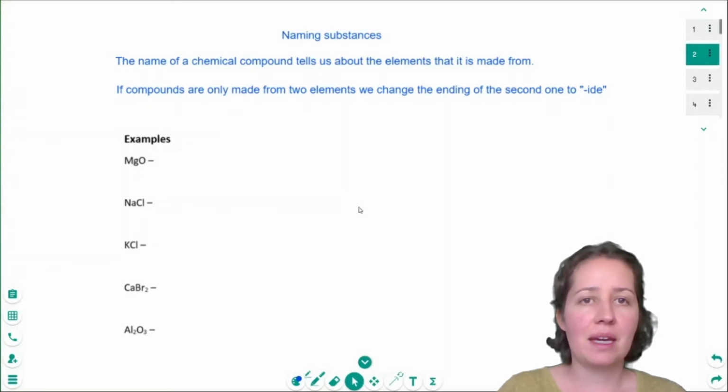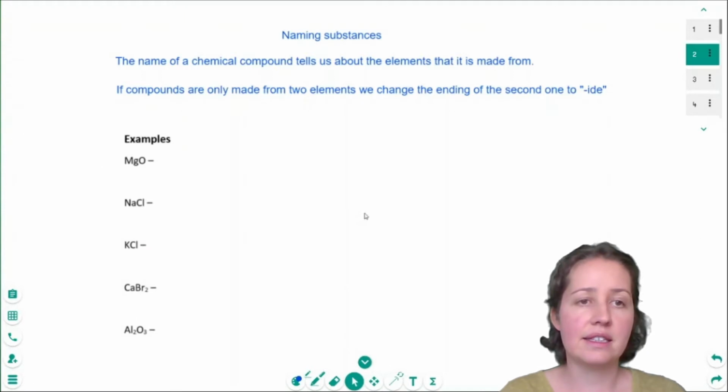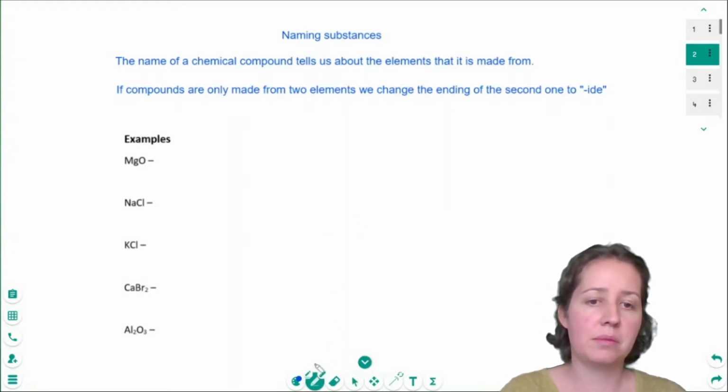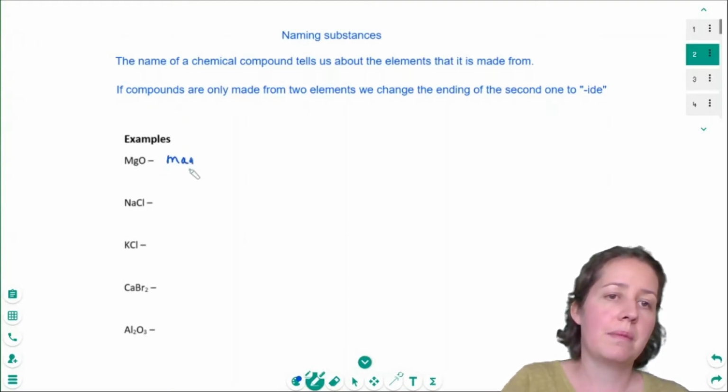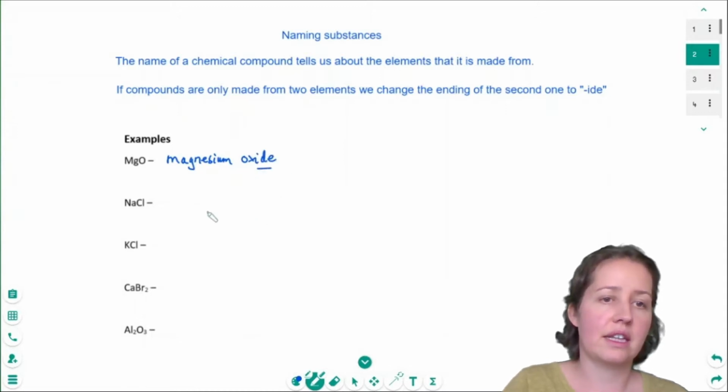So the name of a chemical compound tells us which elements are in it. And if compounds are only made from two elements, we change the ending of the second element to "-ide" to tell us that it's chemically combined. So if we have a look at some examples, here we have MgO, which contains magnesium and oxygen. That becomes magnesium, and then we change the ending of the oxygen to "-ide", so we get magnesium oxide.